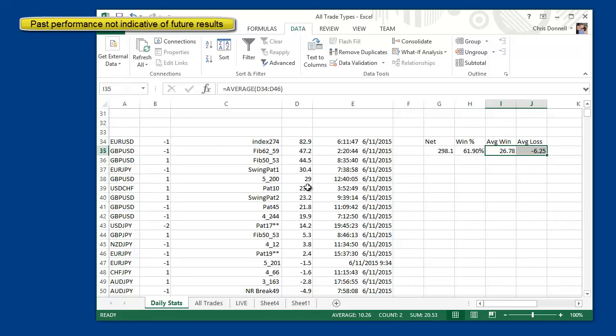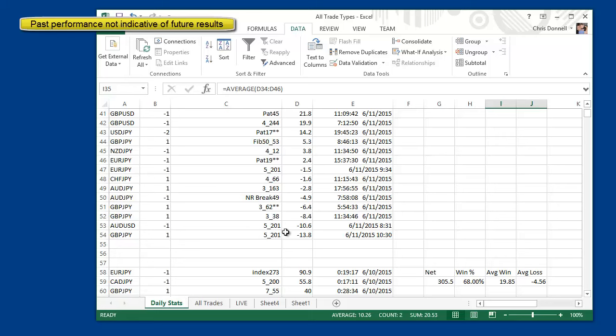I shoot for 17 to 25 pip average wins. Some days we get up to around 30. It's rarely ever over 30. It's rarely ever under 15. It probably averages out to around 18 to 22 pips. And the average loss averages out over the last 6 months to about 6 to 8 pips. I tend to spend more time trying to fix the losses that are over 10 pips.